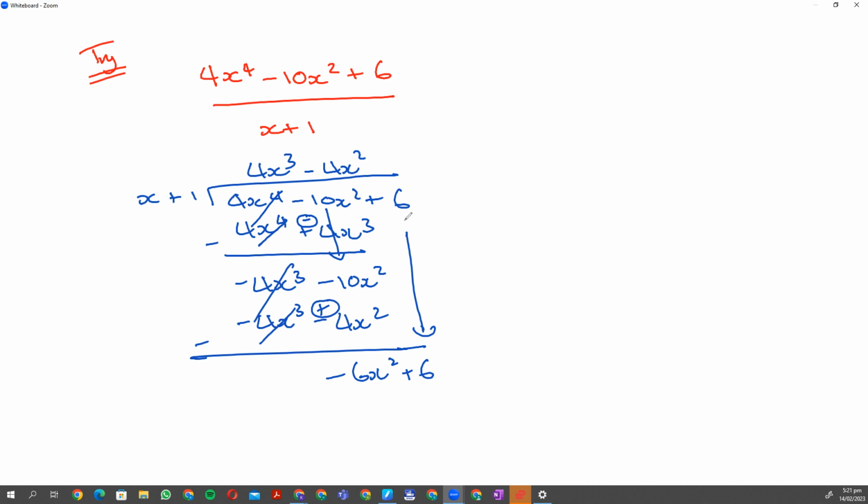Then x goes into negative 6x squared minus 6x. Minus 6x times x is minus 6x squared. Minus 6x times 1 is minus 6x, which I then subtract from here. That's going to cancel out there. Negative times a negative will become a positive, so that's going to cancel.